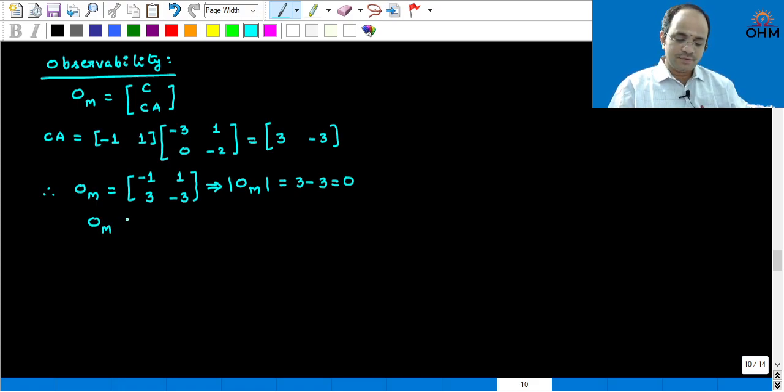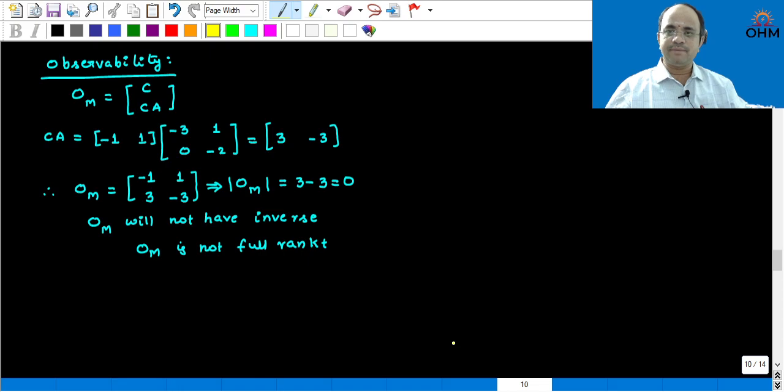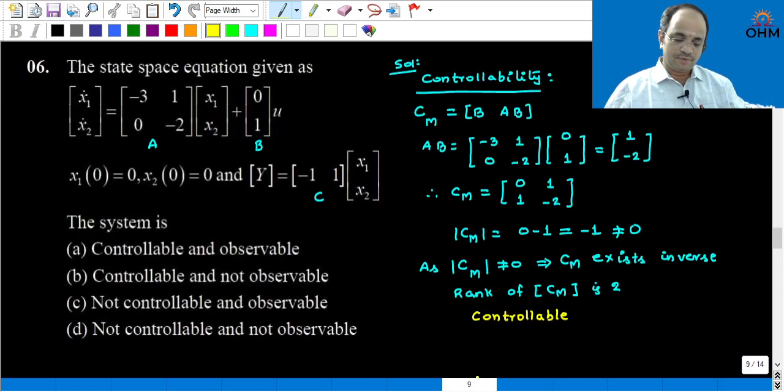The observability matrix will not have an inverse. In other words, OM is not a full rank matrix. When it is not a full rank matrix, the rank of the OM matrix will be less than 2. Then we can say that the system is not observable. Therefore, for this question, the answer will be controllable and not observable.